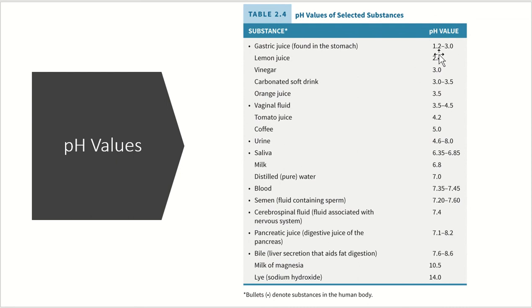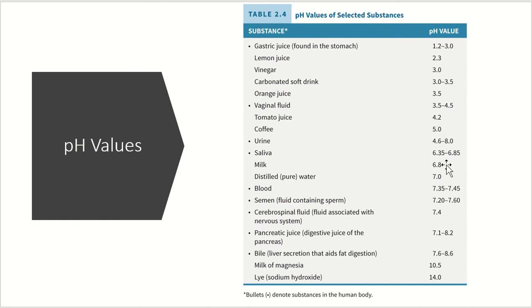Lemon juice is also going to be very acidic. Things like vinegar. Let's see. Vaginal fluid is going to be about 3.5 to 4.5. This is going to vary from person to person, but the acidity of this vaginal fluid is also going to vary based on the menstrual cycle. Fun fact.